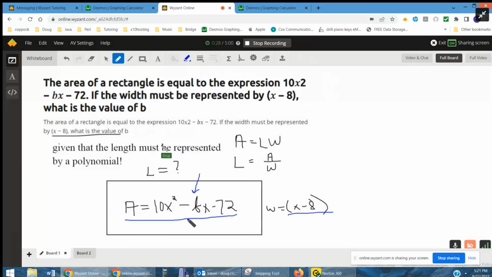Well, it turns out there's infinitely many values of b that would allow you to say that the length times the width gives you this expression. It just depends on what the expression for the length is. So if they had added this caveat that the length must be represented by a polynomial, then that means if this area divided by this width has a remainder of 0, then we could find the value of b that works.